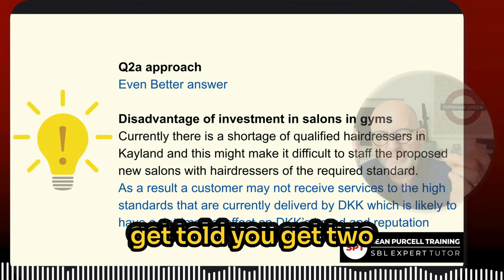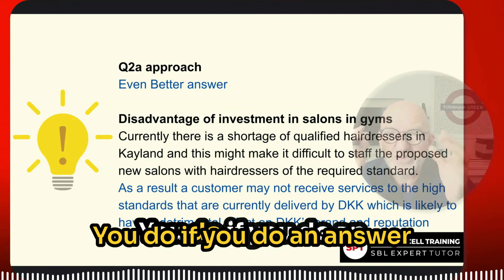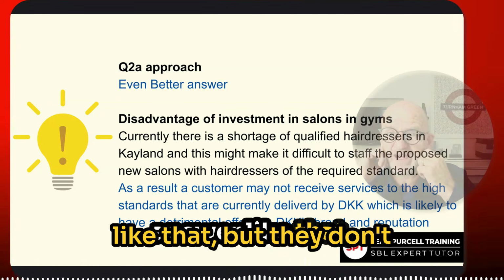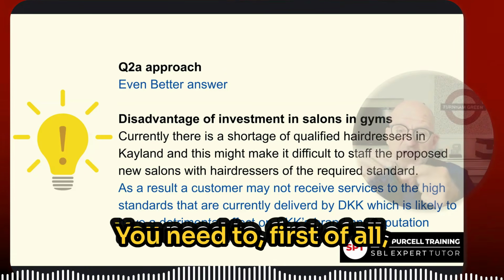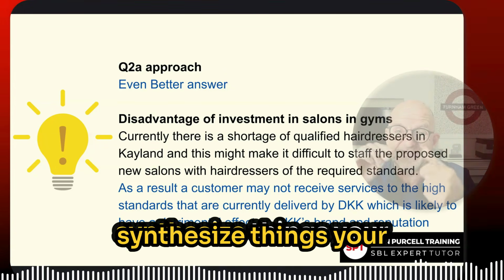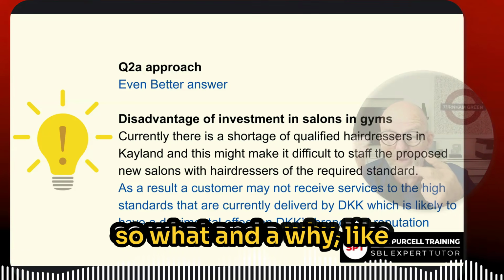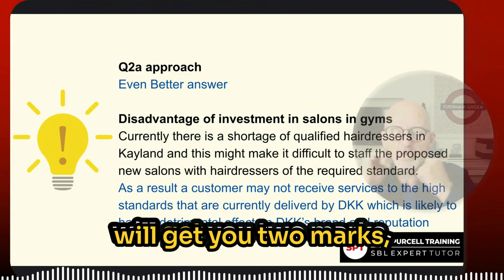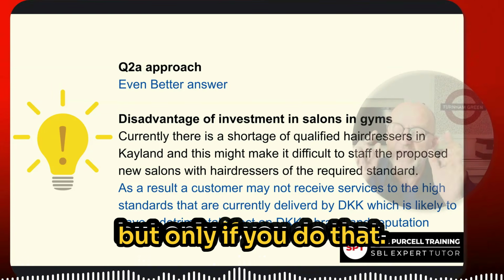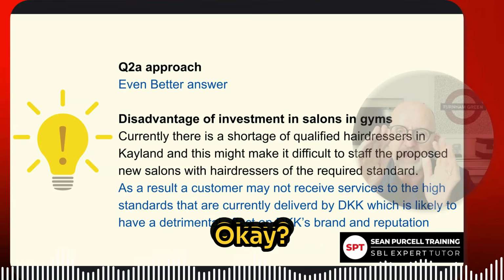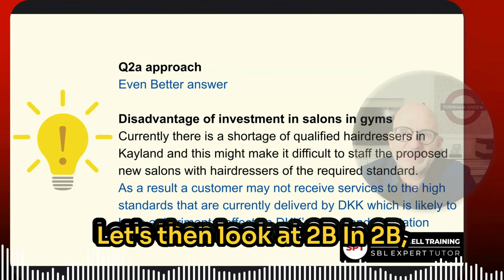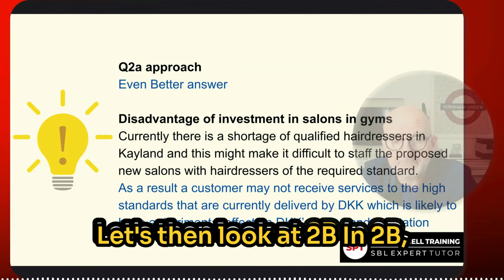Again, a lot of people get told you get 2 marks an answer. You do if you do an answer like that, but they don't just give you 2 marks. You need to, first of all, synthesize things your way for a mark. And then if you can follow through with a good so what and a why, like I've done there, that will get you 2 marks, but only if you do that. Okay? All right. Let's then look at 2B.